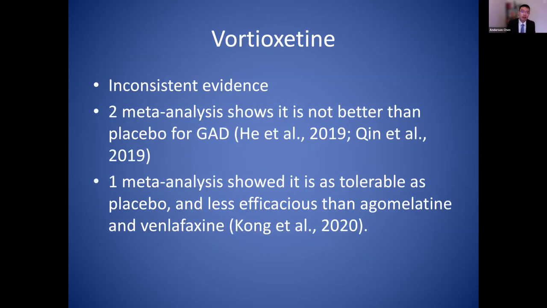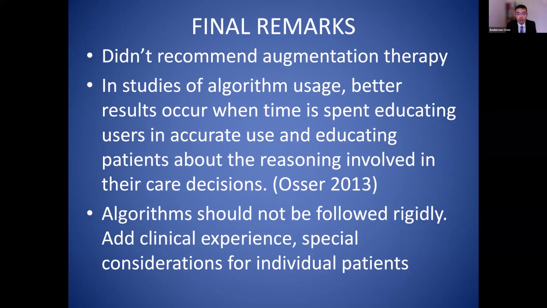Vortioxetine, it's quite inconsistent evidence. There are 2 meta-analyses showing it is not better than placebo for GAD. There's 1 meta-analysis showing it is as tolerable as placebo, but less efficacious than agomelatine and venlafaxine. So we don't recommend those 2 medications yet, but I'm interested to see where it goes. So I'll conclude with some final remarks.